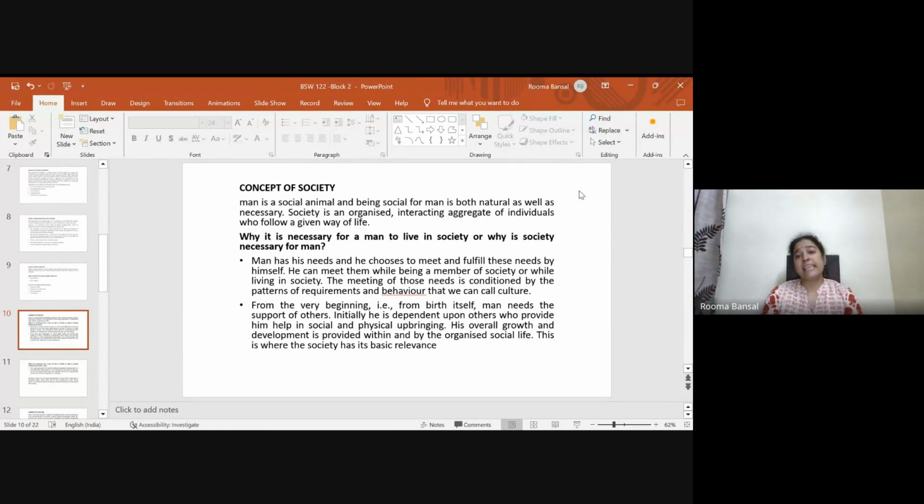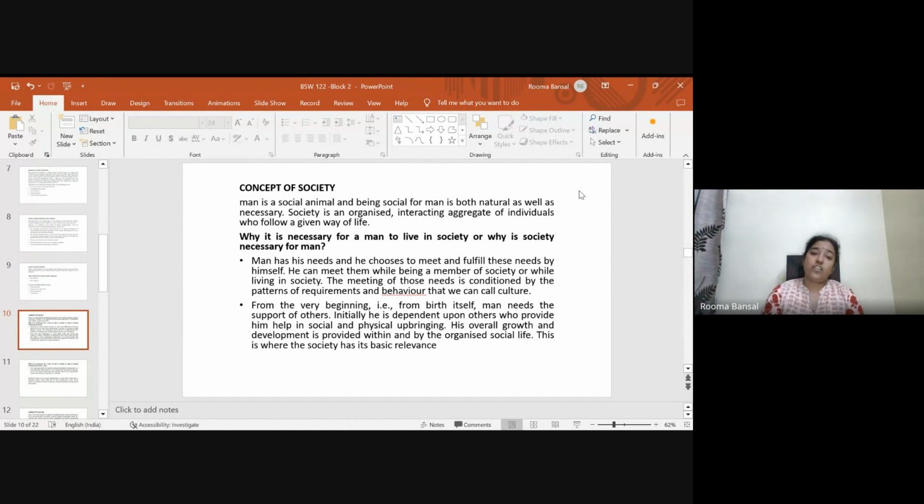Man has his needs and he chooses to meet and fulfill these needs by himself. He can meet them while being a member of society or while living in society. The meeting of those needs is conditioned by the pattern of requirements and behavior that we can call culture.